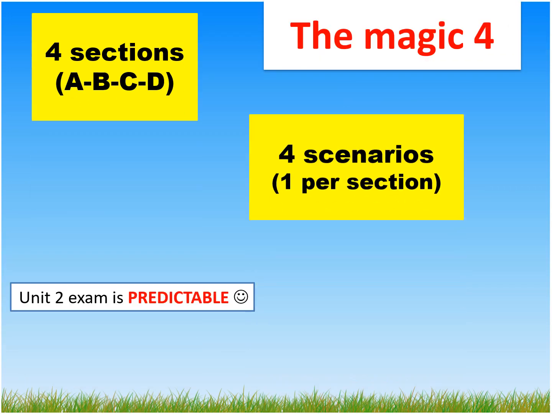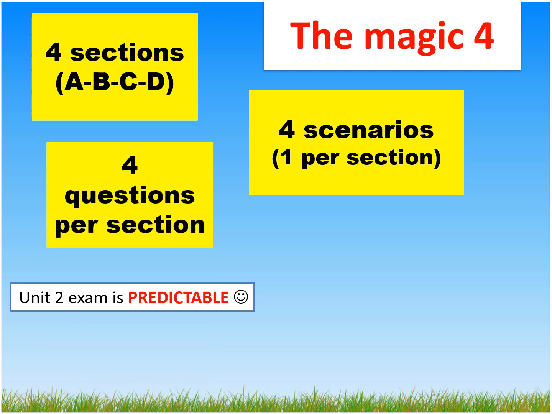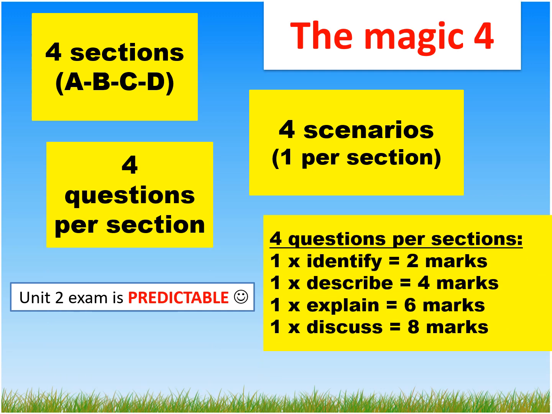So going back to the Unit 2 exam, the key is Magic 4. In the exam there are 4 sections for Learning Aim A, B, C and D. There are 4 scenarios, 1 per section, and there are 4 questions per section. So it's quite predictable, and it's been very predictable in the past. There are 4 questions per section.